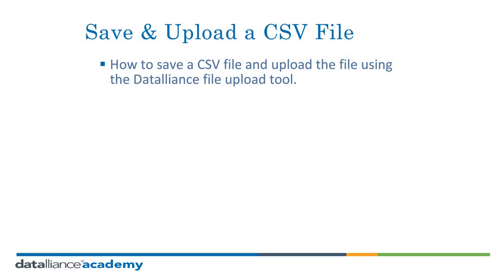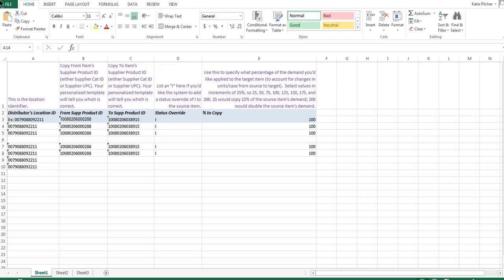This module will discuss how to save a CSV file and upload that file using the Data Alliance File Upload tool. This functionality provides quick and easy access to file loading in support of various system processes. Start by opening your Excel template file.